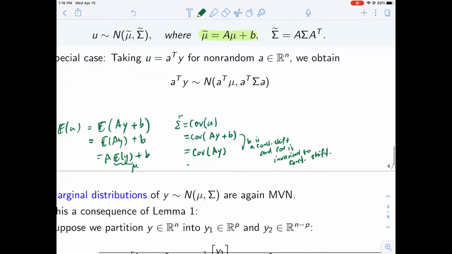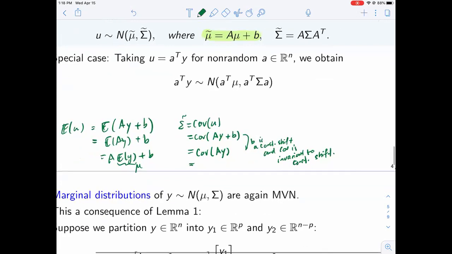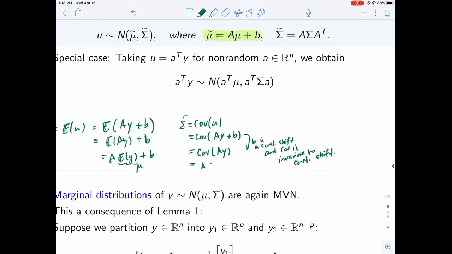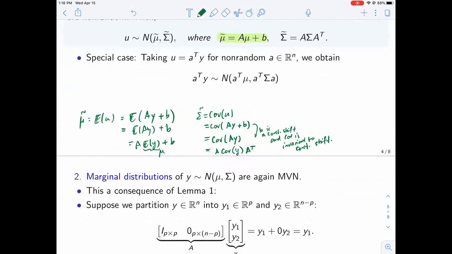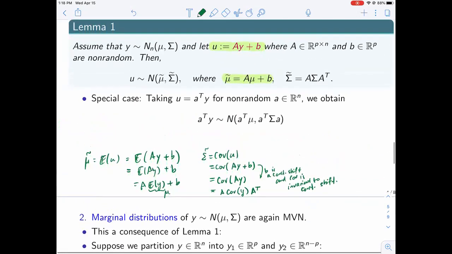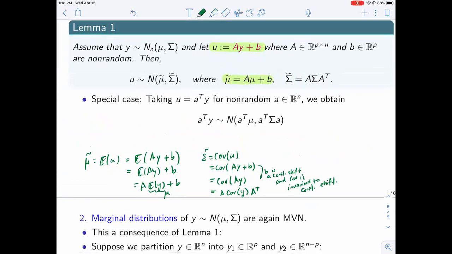Okay, so now this is the result that we use many times. The covariance of A y would be A times the covariance of y times A transpose. Okay, this we proved last time. And so you get this result because the covariance of y is sigma. So this result is saying you can compute the covariance and mean. This is all saying that once you have that, the resulting vector also will have a multivariate normal distribution with this mean and this covariance.